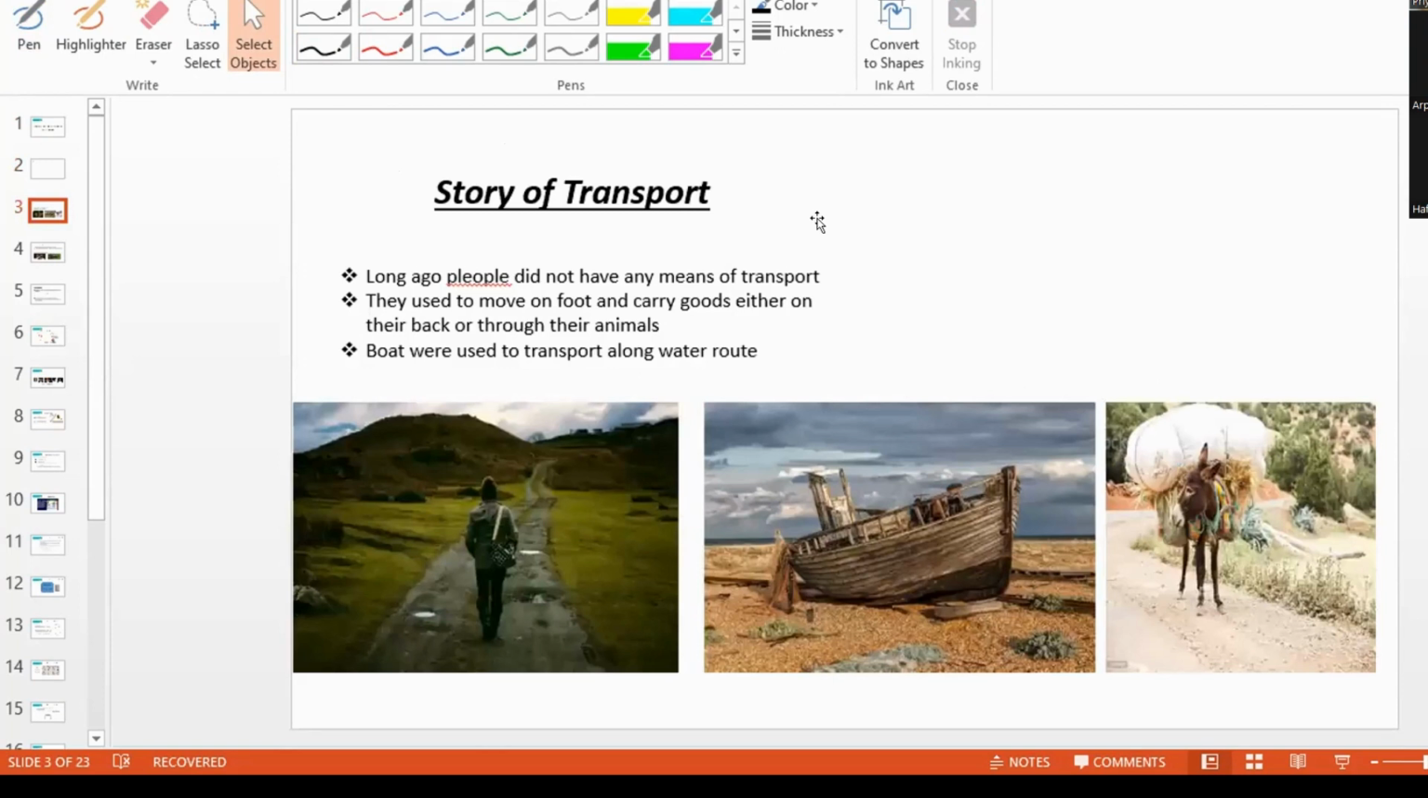All of us know that in the beginning, there was no means of transport. People used to move from one place to another by walking itself, and sometimes they used their domestic animals to carry their loads. After some time they started moving from one place to another by waterways. They used to prepare rafts and boats to move from one place to another.